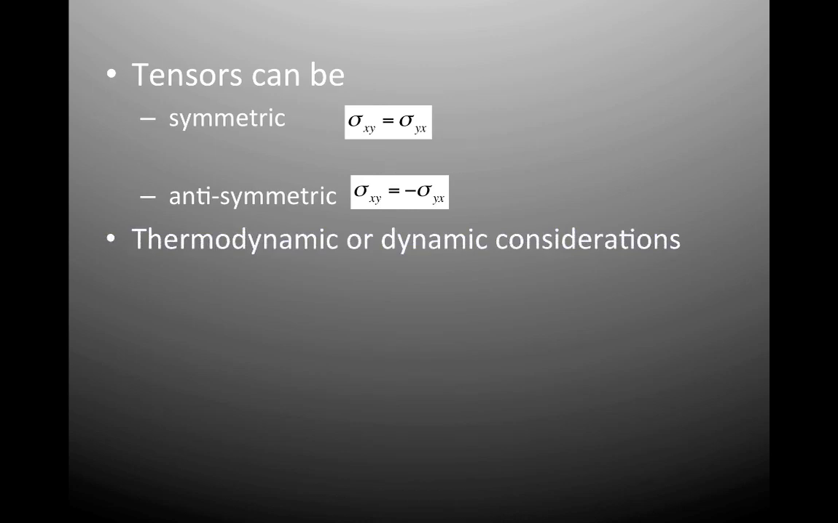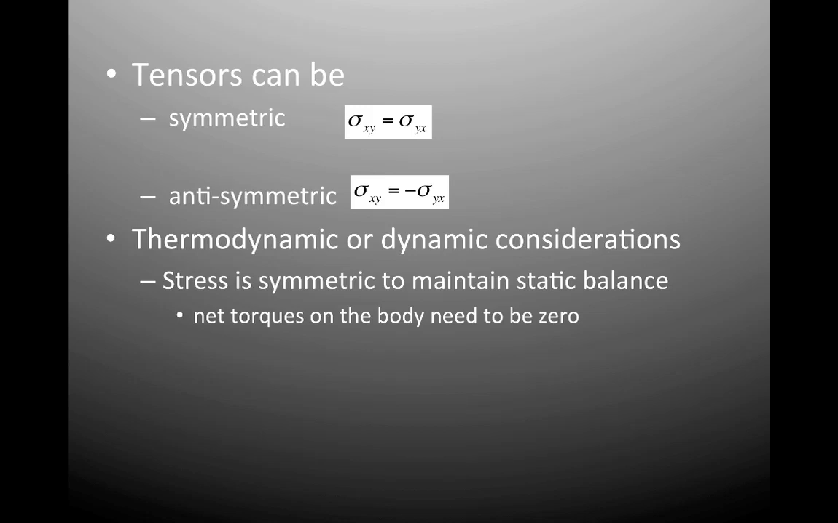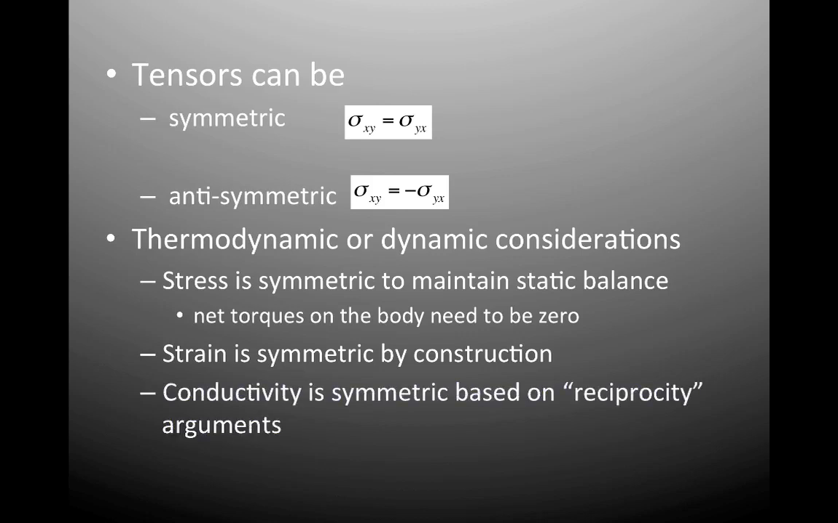Now, whether you have a symmetric or antisymmetric tensor is related to thermodynamic or dynamic considerations. Now, stress is a symmetric tensor because if it were not, there would be a net torque on the body, and that would lead to acceleration. So for static balance, stress has to be symmetric. Strain is symmetric simply by the method of construction. Conductivity is symmetric based on what are called the reciprocity arguments. And I'll not go into them here, just consider that going forwards or backwards should lead to the same value.